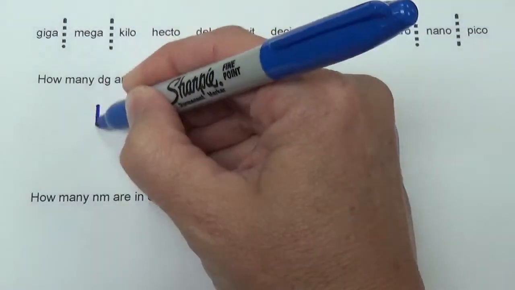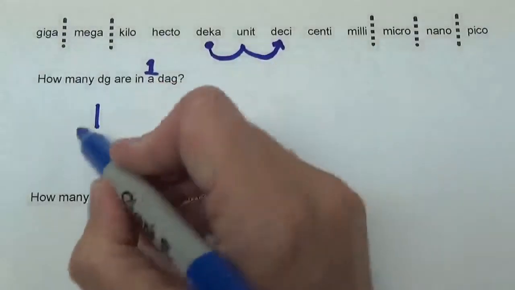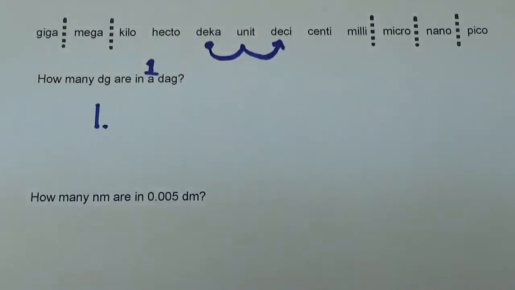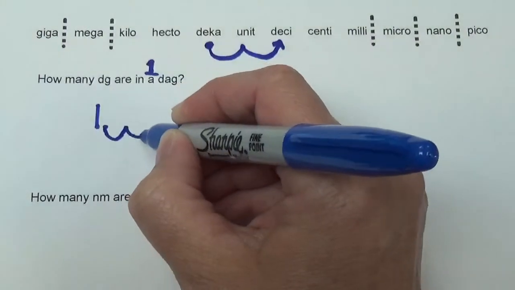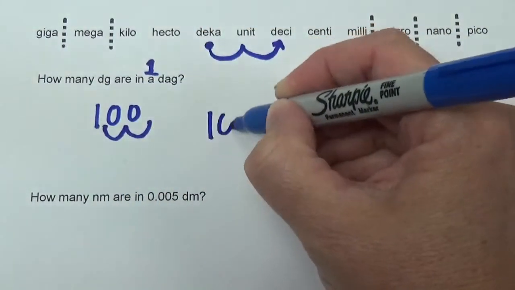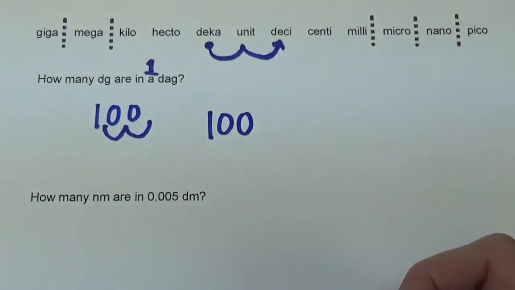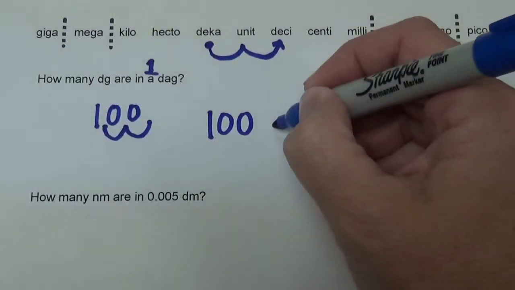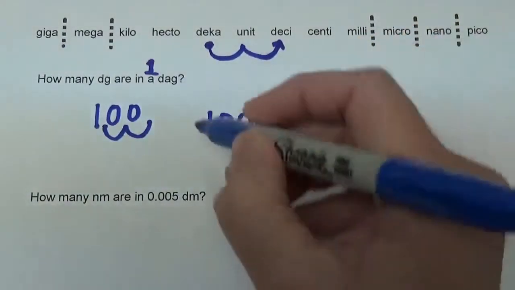So we start with 1, and the 1 doesn't have a decimal showing, so we assume it's right after the number. And then we move the decimal place 2 to the right and fill in with zeros. So our answer is 100, and then we have to make sure we put our correct units on. It's asking for how many decigrams, so we write 100 decigrams.